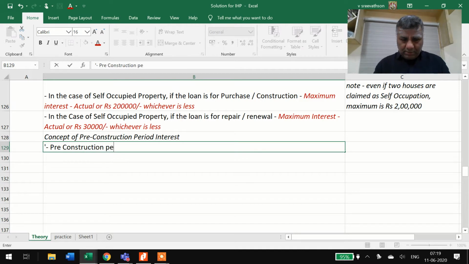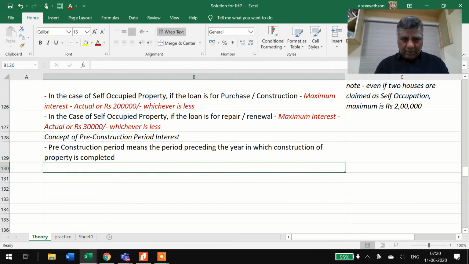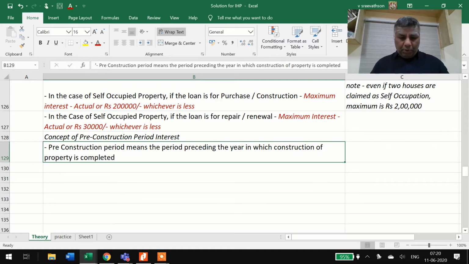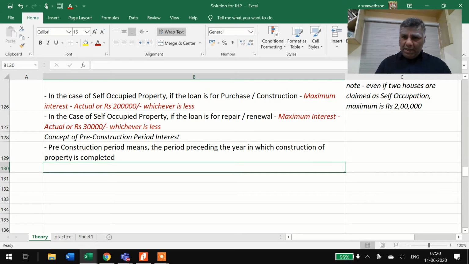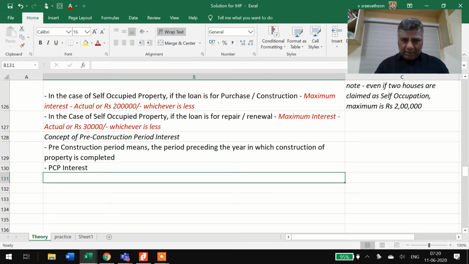Pre-construction period means the period preceding the year in which construction of the property is completed. PCP stands for pre-construction period.